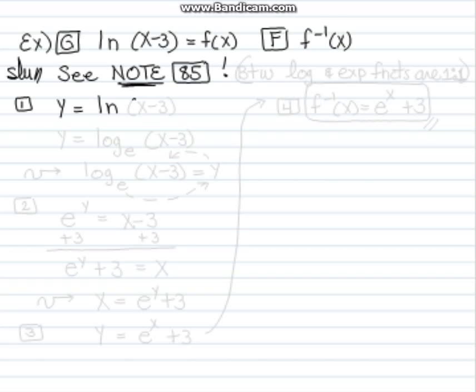Okay, step one, we have y. We're supposed to remove f of x and write it as y. Y equals natural log of x minus 3. In other words, we have log base e of x minus 3. And I really shouldn't have turned it backwards because I'm about to do the butterfly. So let me just write it back as log base e of the number x minus 3 equals y.